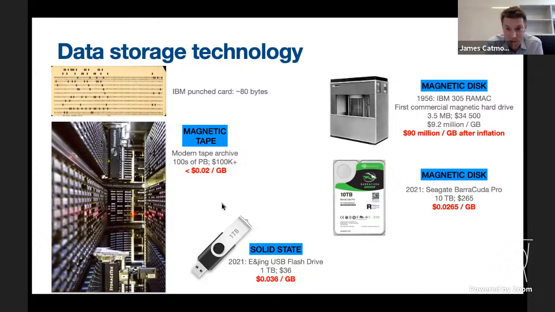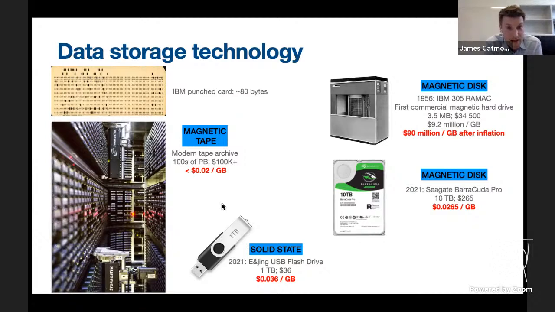A magnetic disk from 2021, which can store 10 terabytes, costs $265, which then means it's about 2.6 cents per gigabyte. So you can see how much cheaper magnetic storage has become. The very best kind of storage is solid state. This is very fast, but it's a bit more expensive. So you would pay, for instance, something like 3.6 cents per gigabyte for solid state storage. And that's like a flash drive that you might plug into your computer, for instance.